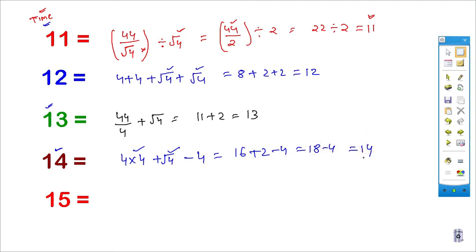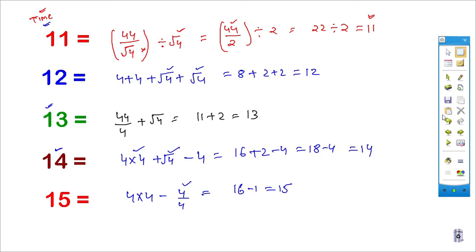I hope you understand. Let's talk about the 15th one. Again, the 15th one is easy. 4 into 4, 16, minus 4 by 4. 4 by 4 will result in 1. So 16 minus 1, again the answer is 15. I hope I have tried to make these five clear.